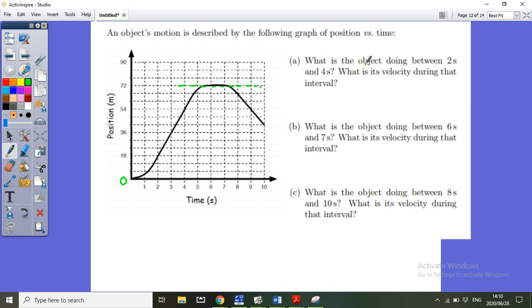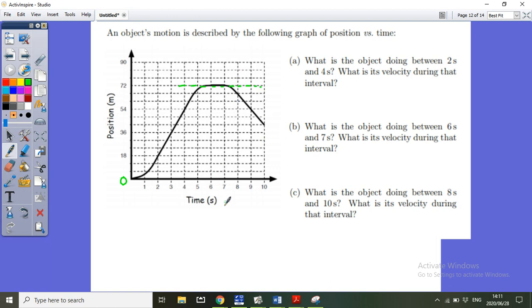So if we look at the questions, between 2 and 4 seconds, we already said it's a straight line. So it's a constant velocity. And you can calculate it using the gradient. And you can go and do that at home. We're going to do other examples. Then between 6 and 7, you can see it's a straight line there. So the velocity was 0. And then between 8 and 10, straight line there.